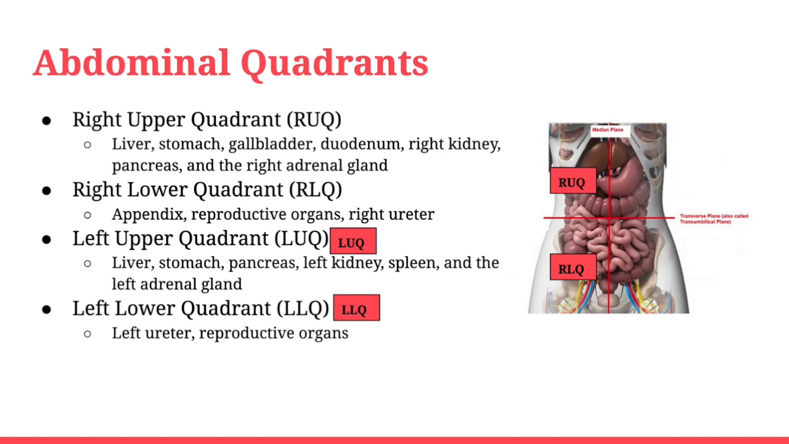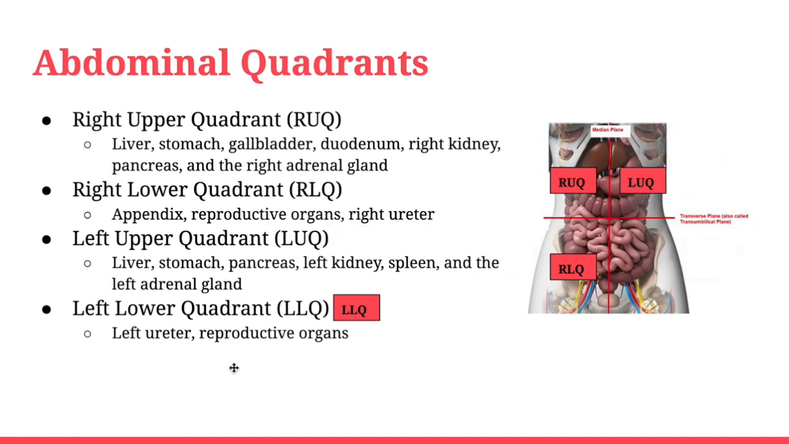The left upper quadrant is going to include the rest of the liver, the rest of the stomach, the rest of the pancreas. It will have the left kidney, the spleen, which we can't see in this diagram. It's like back underneath the stomach, and the left adrenal gland, which is on top of the left kidney. So we need to label the left upper quadrant then.